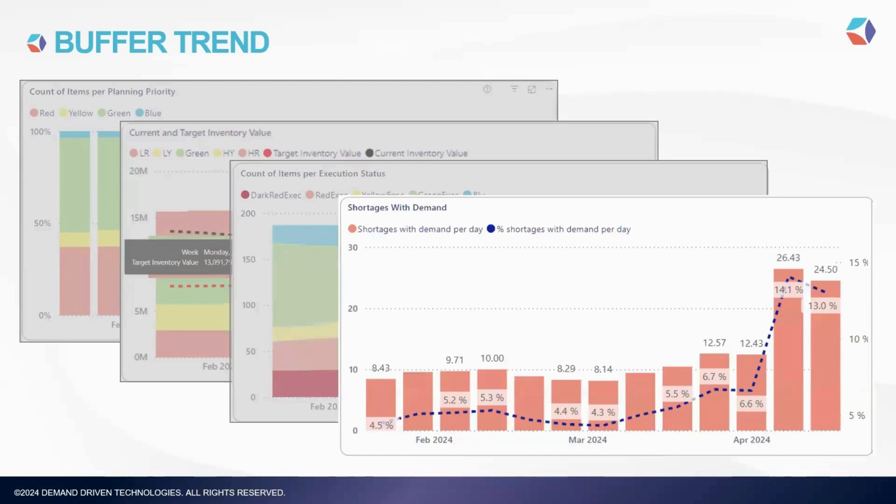And then shortages with demand. This is another chart that is showing, hey, these are items that I'm going to have a stock out on by day, but how many of these also had demand? The blue line is the percent, and the red columns are the actual count.